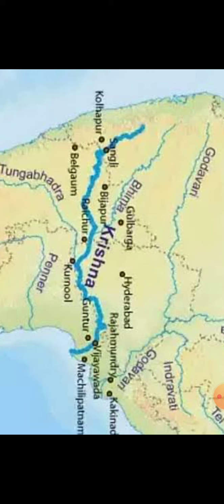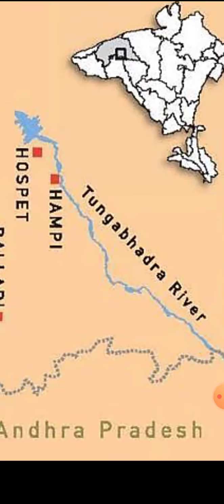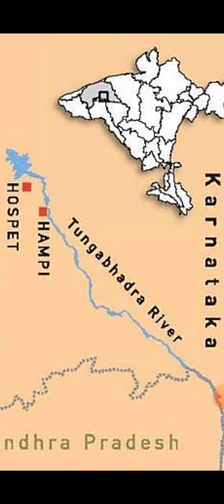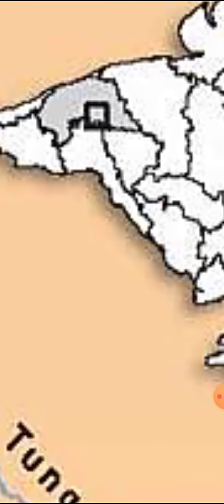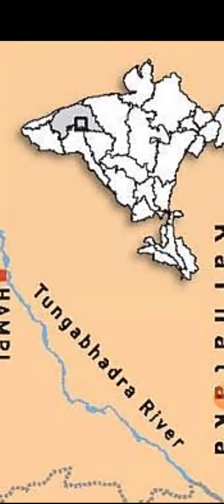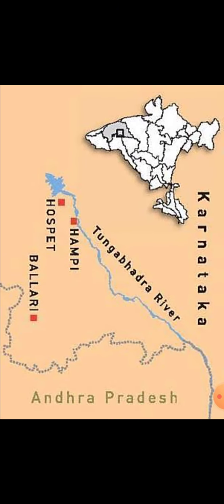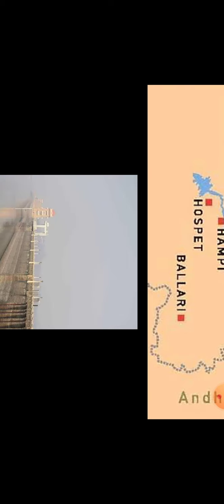Next, the Tungabhadra River. It is a tributary of the Krishna River. The Tungabhadra River originates in the Western Ghats on the hills known as Varaha Hills. Observe the square mark here, which indicates the Tungabhadra River. The Tungabhadra River originates in Varaha Hills in Karnataka, in the Western Ghats. Next, this is the Tungabhadra River Dam.